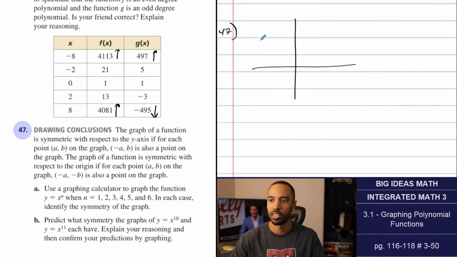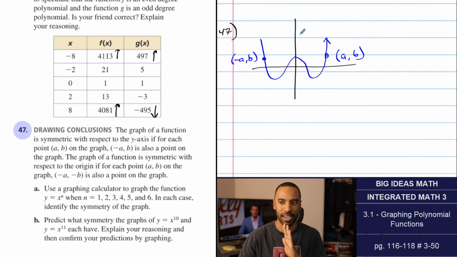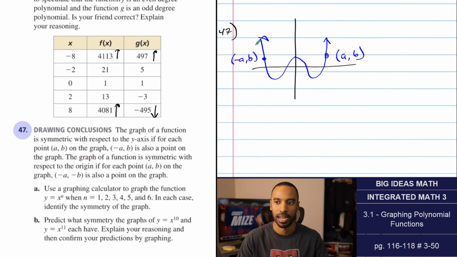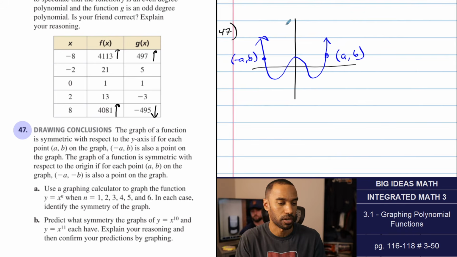We drew one like this. There's perfect symmetry, boom, like that on both sides of the graph. If there's (a, b), there's also a (-a, b), the same distance from the y-axis and the same height. Now, I don't know if this has anything to do with the problem, but that's what they're saying.